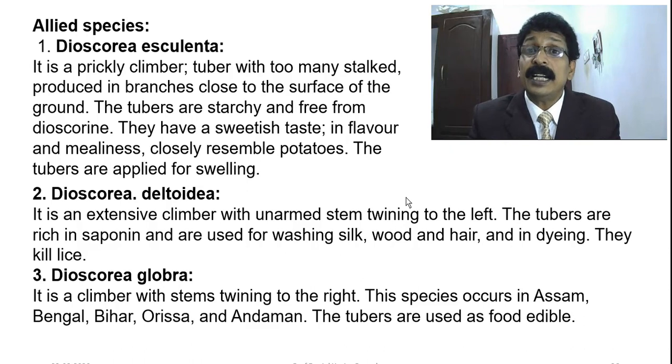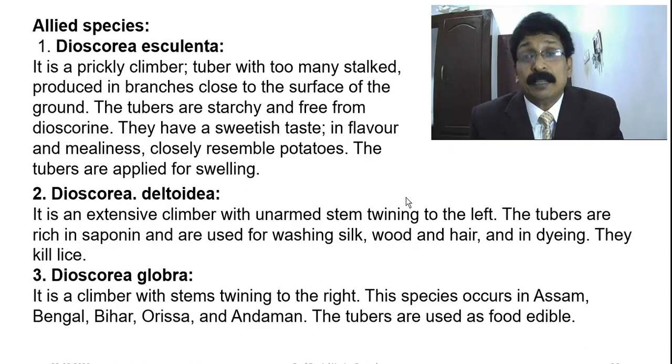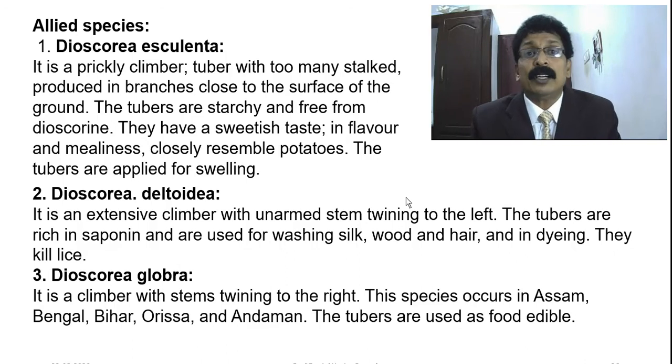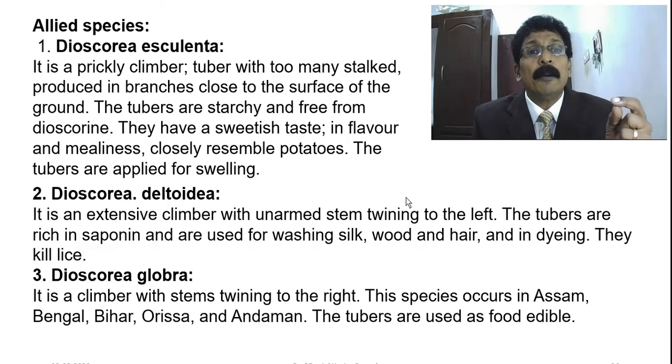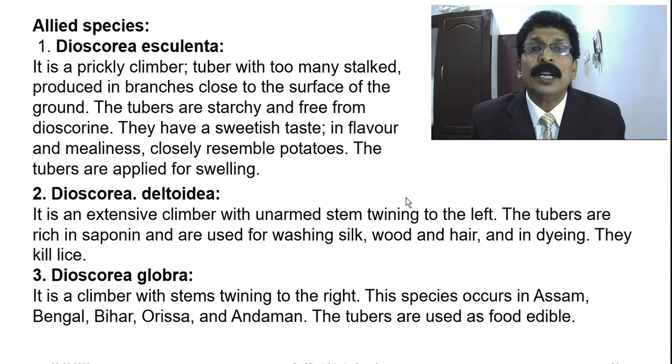And now we have the allied drugs. Allied drug means, because these drugs are also very important, as we have just seen before, that they can be substituted in many areas. Even in Kerala we have Dioscorea deltoidea. So we can see Dioscorea esculenta, a prickly climber, a climber tuber with many stalked tubers produced in branches close to the surface of the ground.